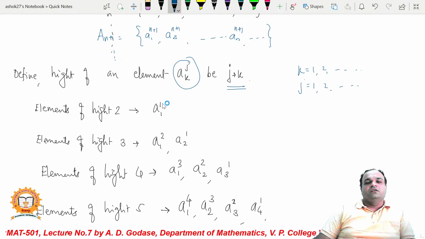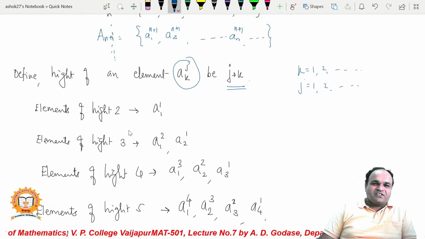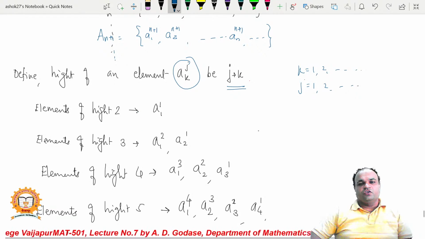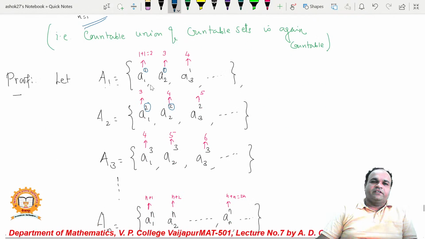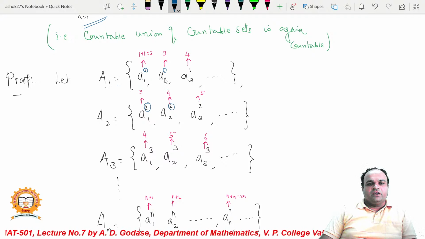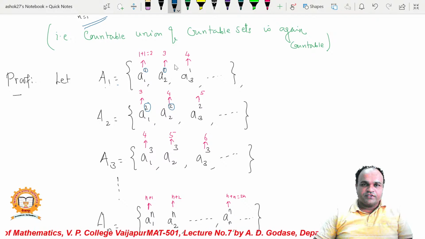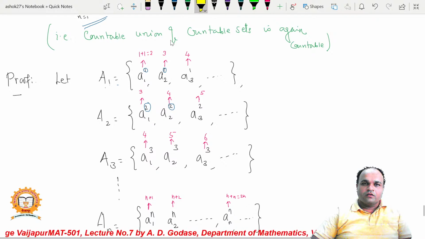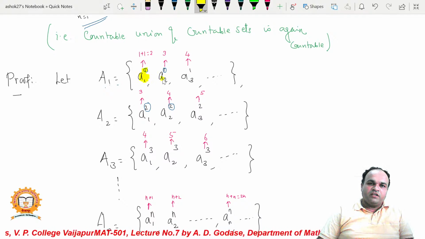So how many elements are there of height 2? You can observe there is only one element, that is a_1^1, of height 2. Similarly, how many elements are there of height 3? You can observe there is only one element of height 2. There are two elements of height 3.